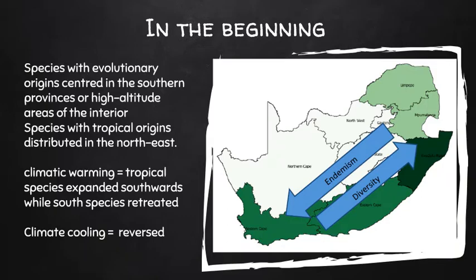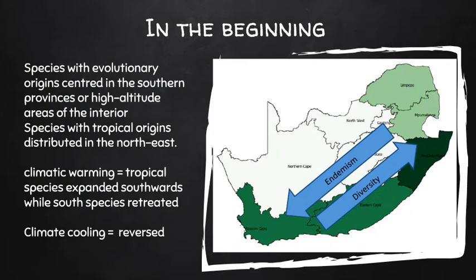Most Southern African frog species fall into two broad categories. The first comprise species with evolutionary origins centered in the southern provinces or high altitude areas of the interior. The second comprises species with tropical origins distributed in the northeast. During past periods of climatic warming, the distribution of tropical species expanded southwards, while those already inhabiting the south retreated. During periods of climate cooling, this process was reversed.